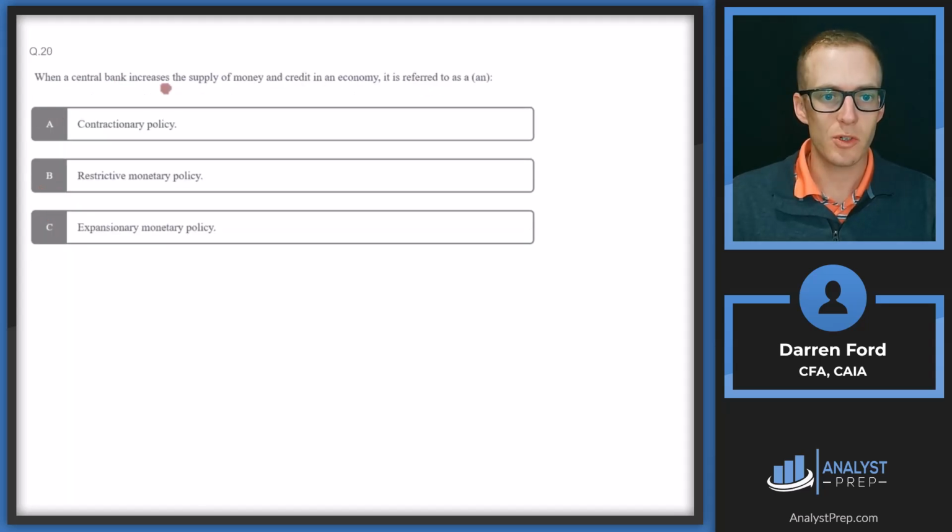Answer A. When a central bank increases the supply of money and credit in an economy, it is referred to as A, contractionary policy, B, restrictive monetary policy, or C, expansionary monetary policy. If we're increasing supply of money and credit, we are increasing or expanding the economy as well. And so this is going to be C, expansionary monetary policy. A and B are also the same thing. Contractionary policy or restrictive policy would be the same answer, so they can't both be true. Answer C.